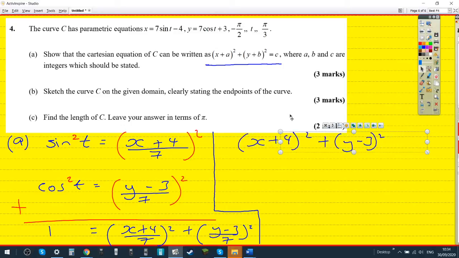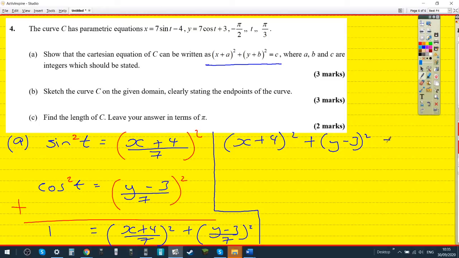Oh, what is A? What is B? What is C? A is 4, B is minus 3, C is 49. Yeah. Oh, is that like a circle equation? Yep. Well done. Okay. B.